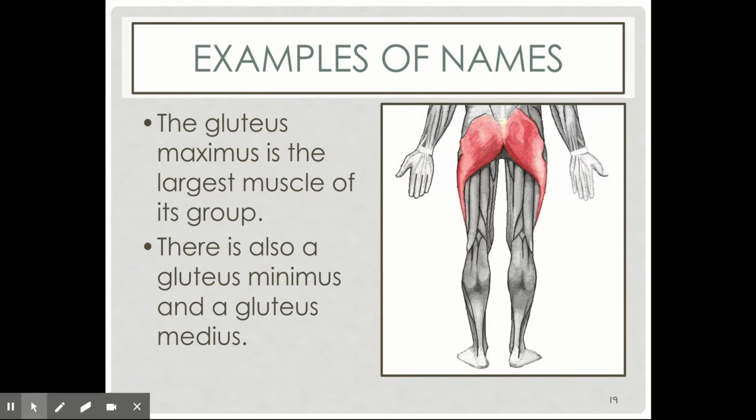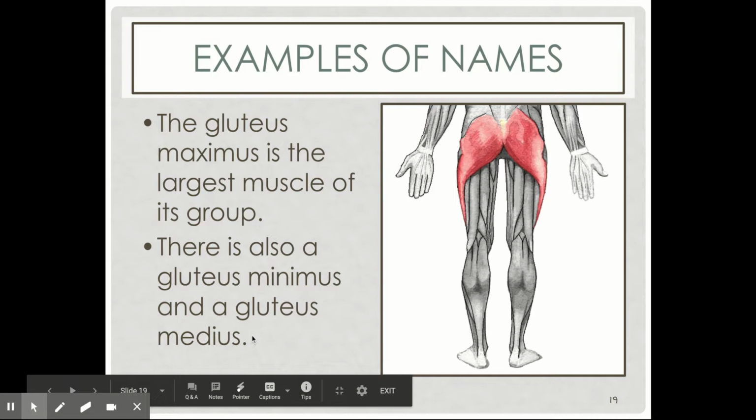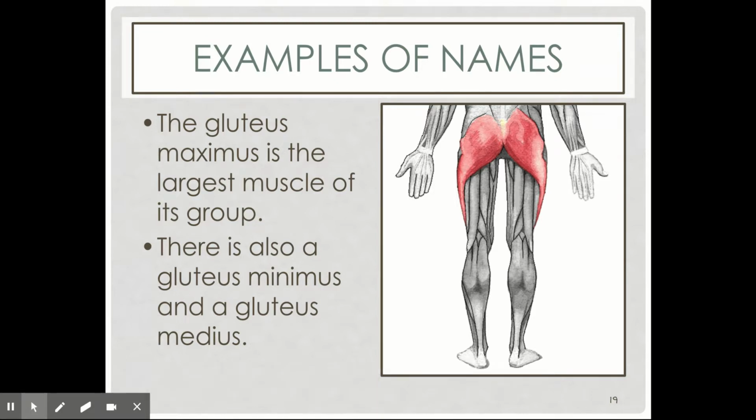The gluteus maximus here. Okay, that is the largest muscle of its group. Okay, maximus. Anytime you see something maximus, it's probably a larger muscle. But there is also a gluteus minimus and a gluteus medius. Okay, and the names themselves tell you exactly which one is smaller and which one is mid-sized.